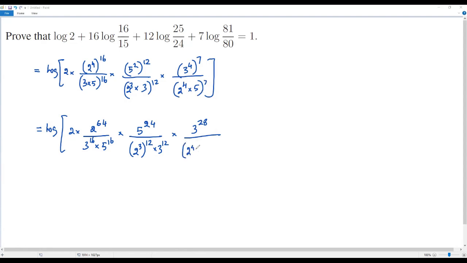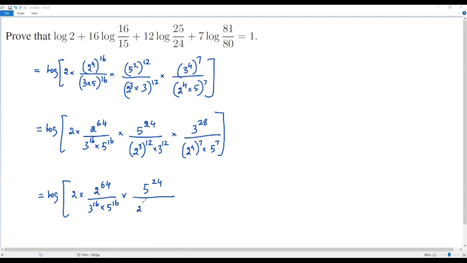Then I'm getting 2 to the fourth power whole to the power of 7 times 5 to the power of 7. Okay, now let's do some more simplification. Log of 2 times 2 to the power of 64 divided by 3 to the power of 16 times 5 to the power of 16 times 5 to the power of 24. Okay, here we can multiply these two exponents.